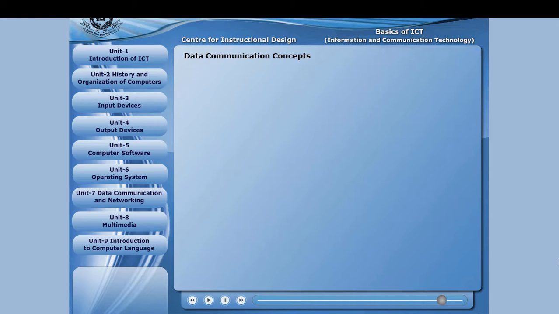Now, let's see what is the purpose of a communication system. The fundamental purpose of a communication system is the exchange of data between two systems. Personal computers and telephones are the examples of communication system.